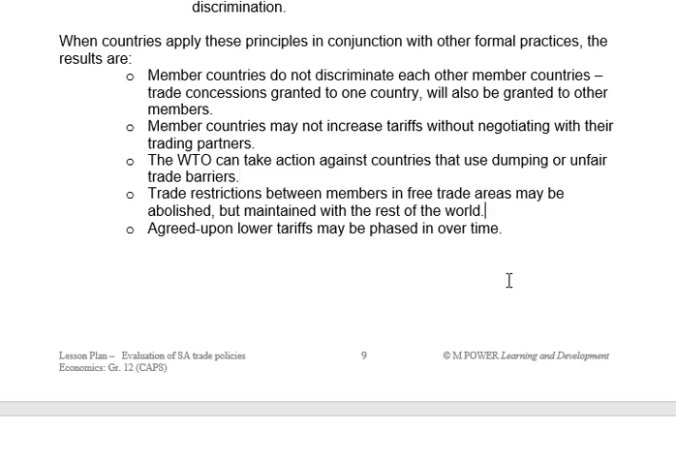And as I mentioned earlier, once we do trade liberalization, the lower tariffs are phased in over time. We don't want to cripple an industry. We don't want to destroy any country's economy. Any sudden changes are going to do just that. So the idea is that we phase them in slowly over time.